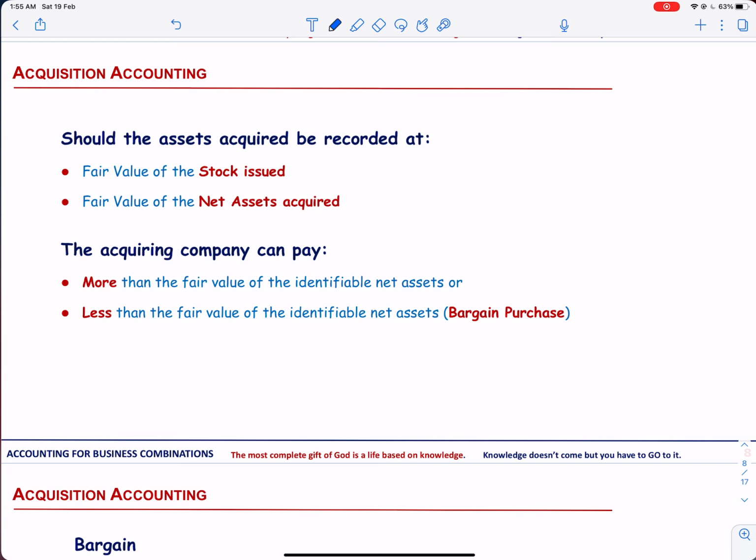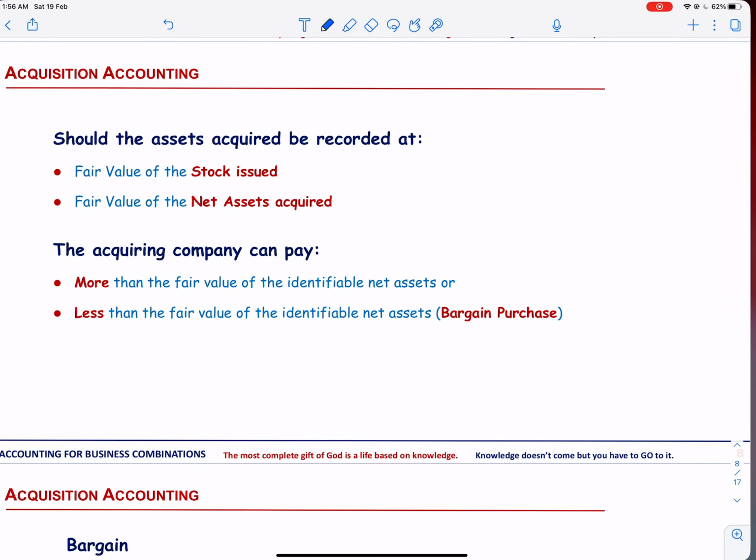The acquiring company may bargain and pay less than the identifiable net assets. If acquisition takes place by bargain, then such gain must be recognized to balance the accounts. Once the gain is determined, it is recorded as bargain purchase gain. Let us talk more about bargain purchase.